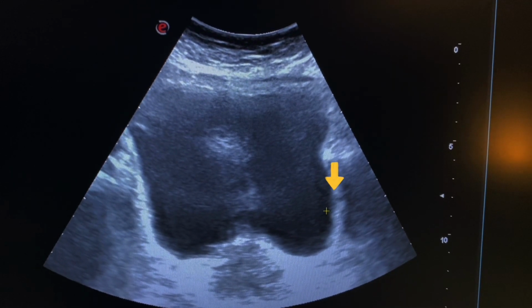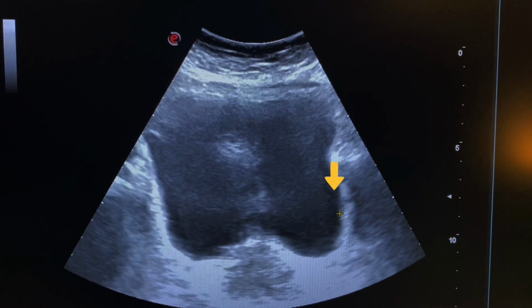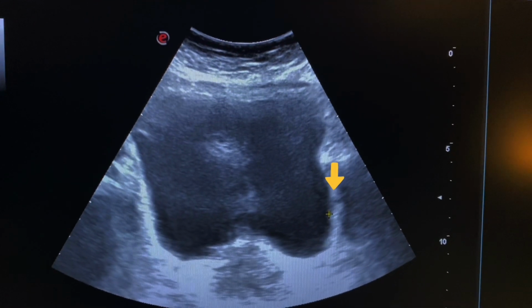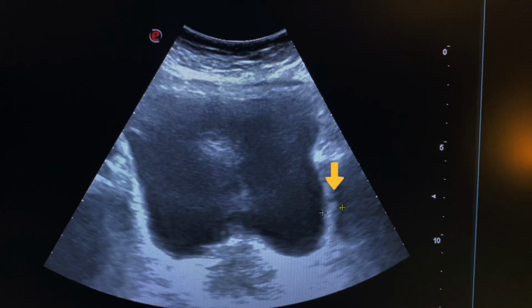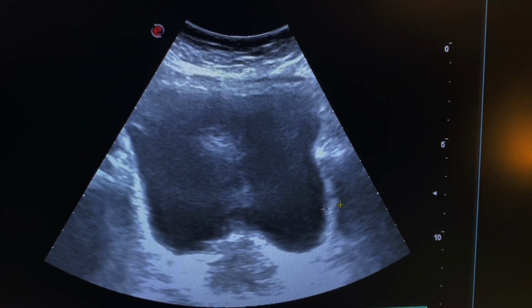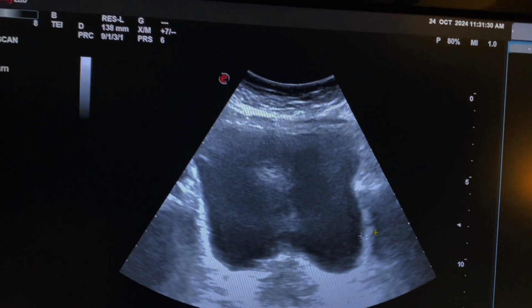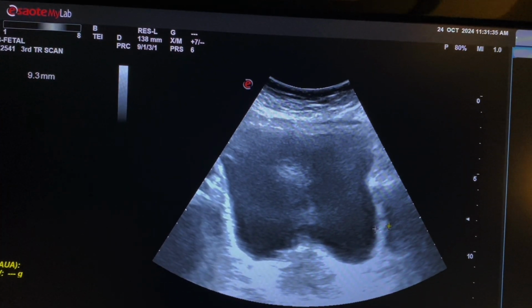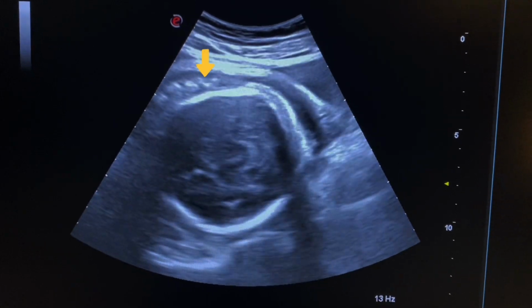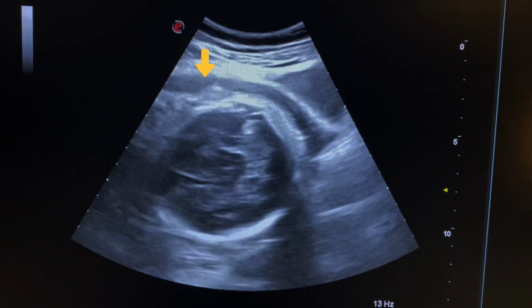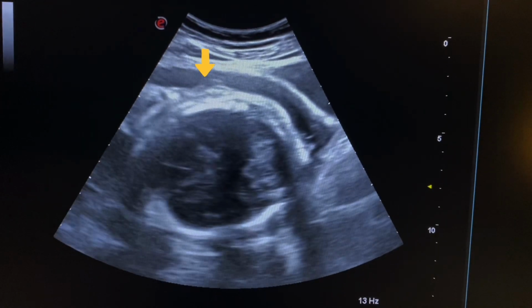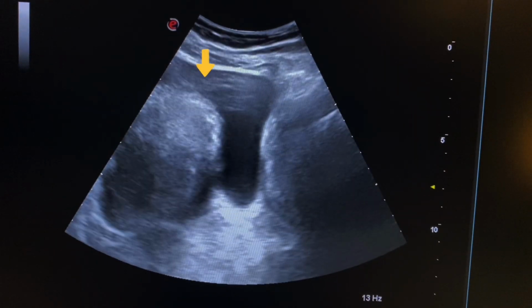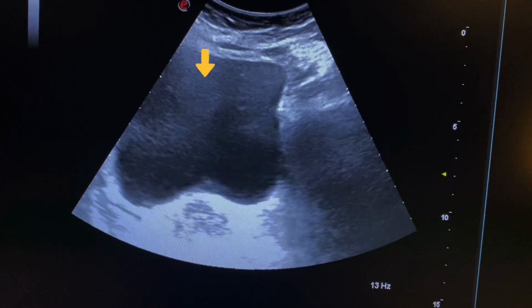Now we will measure the size of the wall of the urinary bladder. The thickness of the urinary bladder wall is 9.3 millimeter, but the normal size is 5 millimeter with a full bladder. Adjacent to the urinary bladder, we see the uterus and head of the fetus. It means the fetus is lying in cephalic position. If we see the legs of the fetus here, then it will be breech presentation.